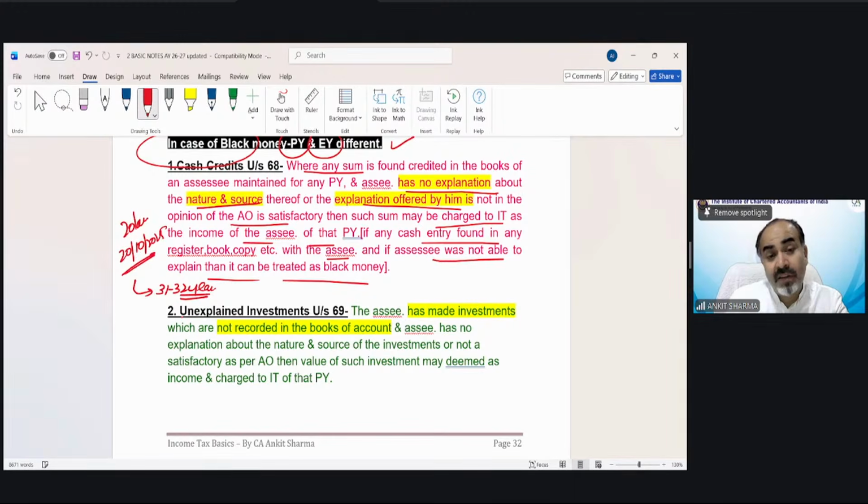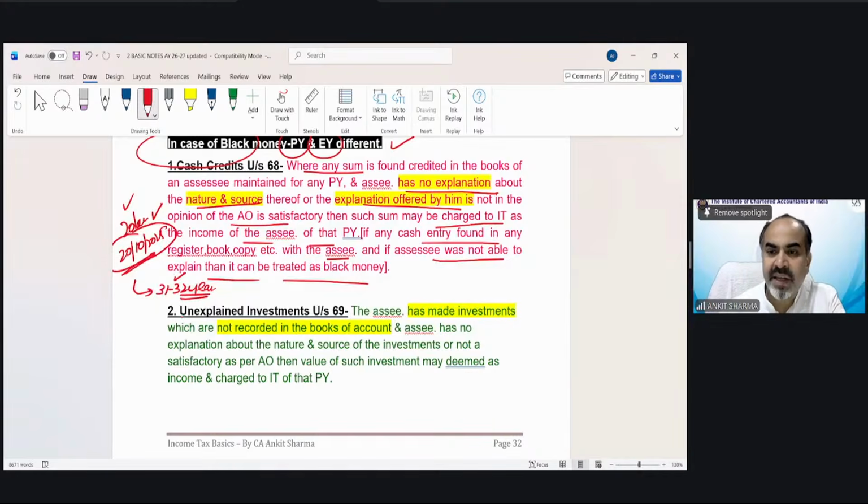In 31-32 year, the department comes to your house and finds this entry. So the earning year, because the date has been written, would be treated as this year. But the previous year would be this year. Understood? So that's how we find out the earning year in this case, and the previous year would be different.